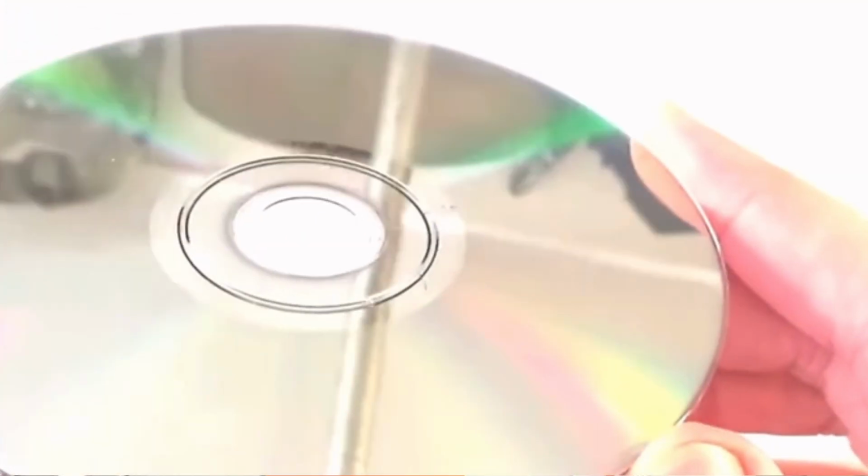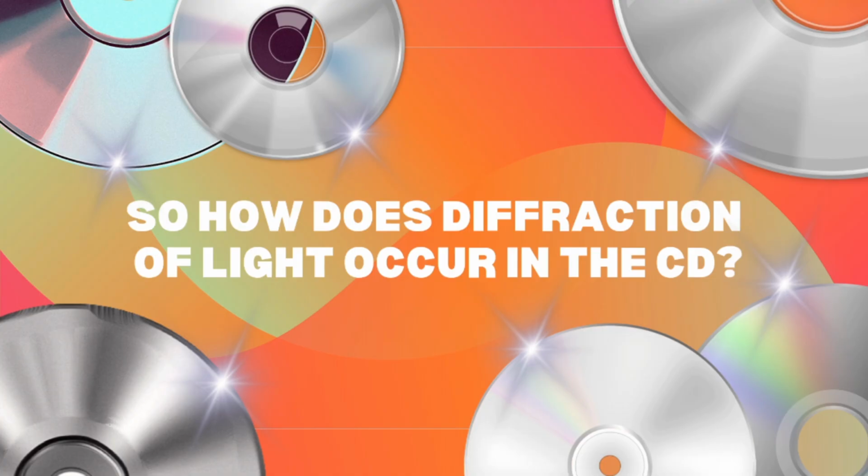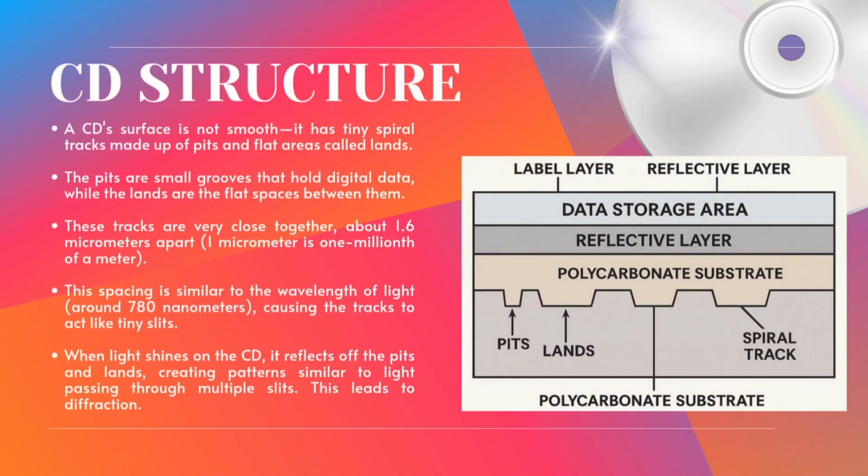Now let's apply this concept into a real-life application, which is compact disc, also known as CD. So how does diffraction of light occur in the CD? Have you ever wondered? A CD is made of spiral tracks with pits and lands. These tiny features are about 1.6 micrometers apart, which is similar to the wavelength of visible light. When light shines on the CD, it reflects from these tiny features, causing interference and diffraction patterns.